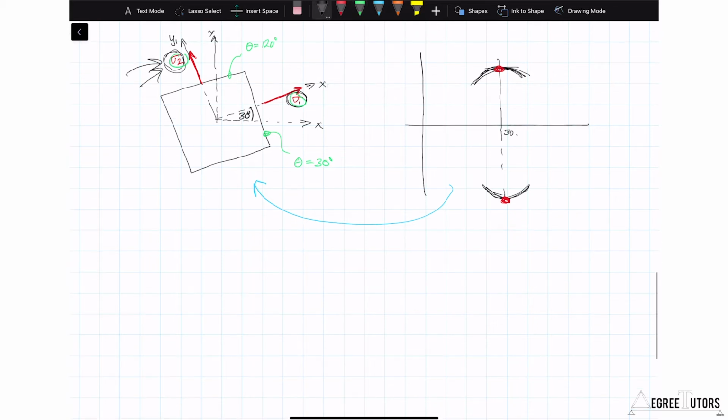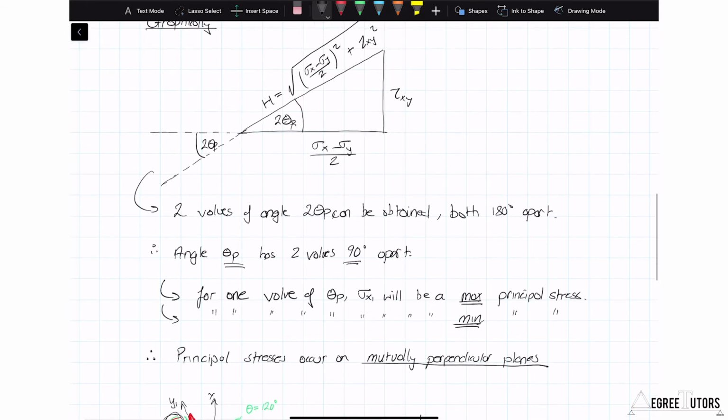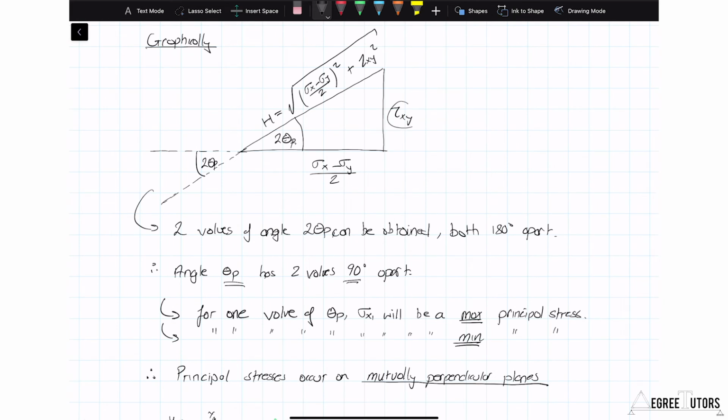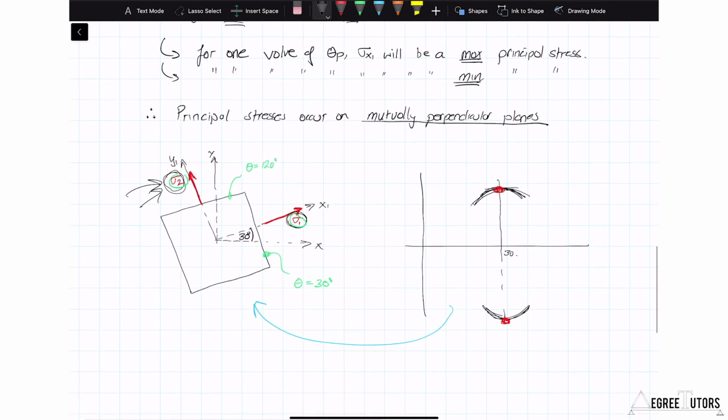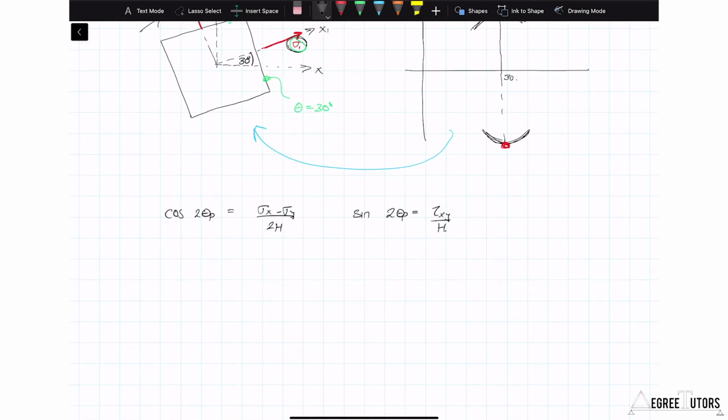So if the tan of 2 theta p was this guy over this guy, well then the cosine is going to be the adjacent value, which is going to be this guy divided by the hypotenuse, this guy here, and the sine is going to be this guy over the hypotenuse, this guy. So let's actually state that here. Now, where is this going?